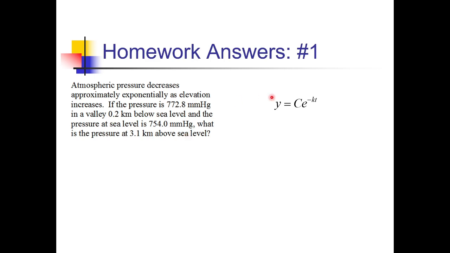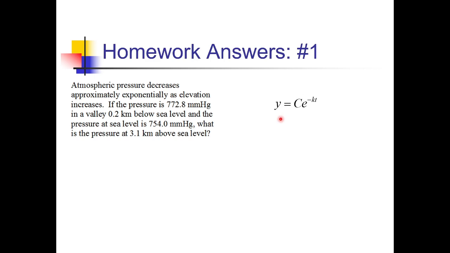Now, they want to know what is the pressure at 3.1 kilometers above sea level. So we're trying to get this y value here, and we're eventually going to be plugging in 3.1 kilometers for the t value. But we also need the k value. Do we need the C value? Well, the pressure at sea level is 754, so we've actually got the C value here. That's the pressure at sea level. So the only thing we're missing is this k value.